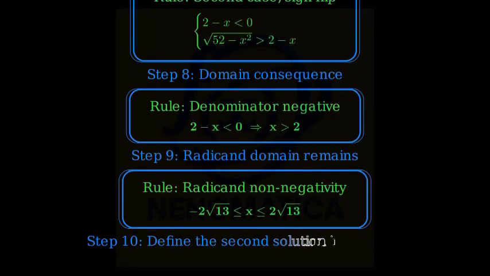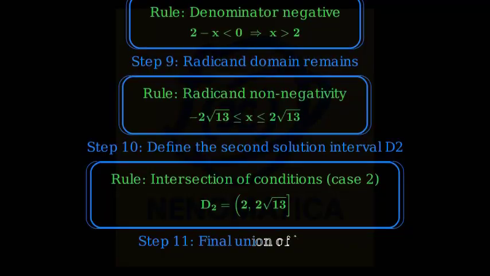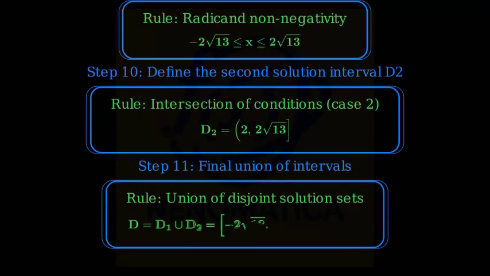Step 10. Because x is greater than 2 and the right side 2 minus x is negative, the inequality square root greater than a negative number is automatically true. So we only keep the domain cuts, giving D2 equals the interval (2, 2√13]. Step 11. The full solution is the union of the two intervals.